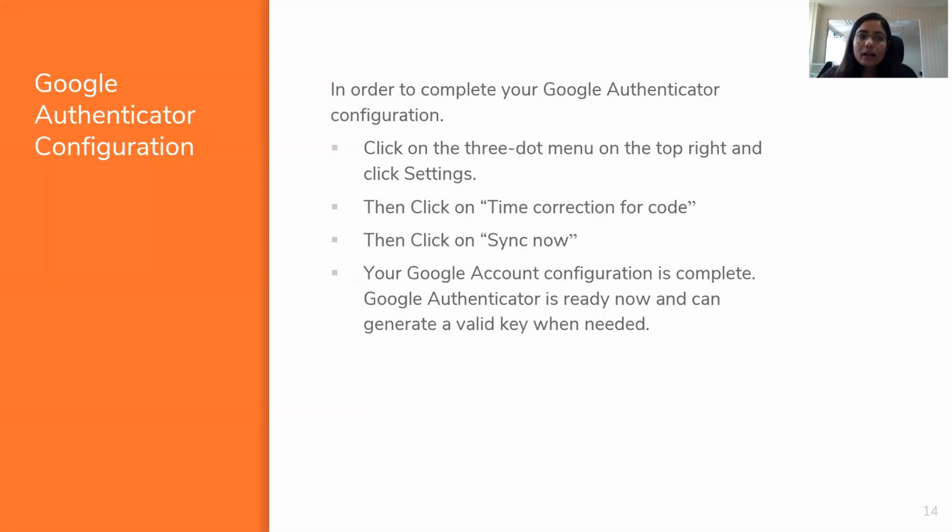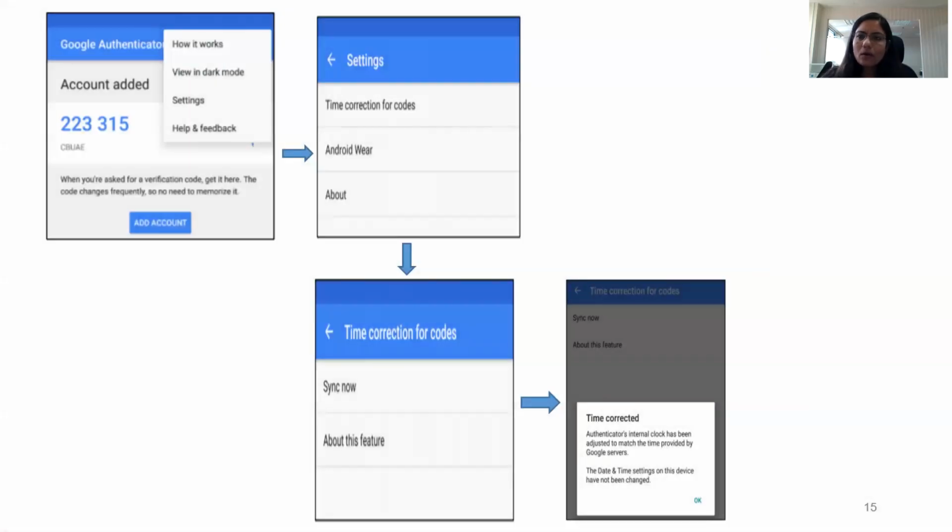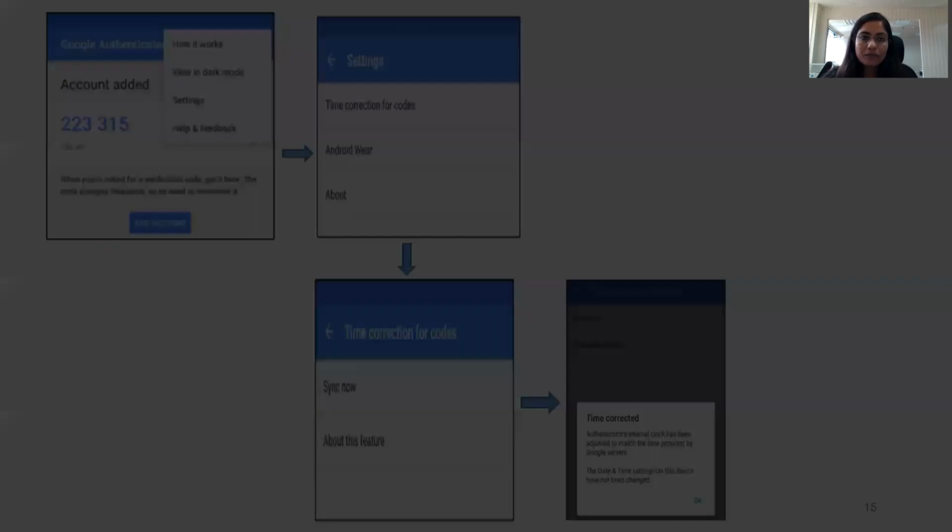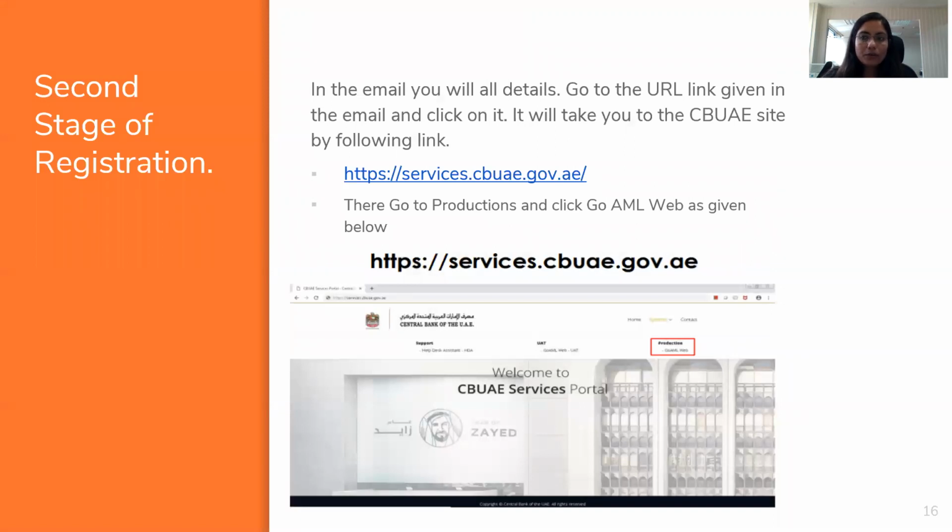After adding Google Authenticator, you have to configure it in your mobile. So what are the steps to complete your Google Authenticator configuration? You will see 3 dots on the Google Authenticator. You have to click on those 3 dots. You will see Settings. Once you click on Settings, you will see Time Correction for Codes. On clicking Time Correction for Codes, you will see Synchronize Now. Once you click on Synchronize Now, you will see Time Corrected. That shows the authenticator's internal clock has been adjusted to match the time provided by Google servers. You have to click OK. Now your Google Authenticator app is configured in your mobile.